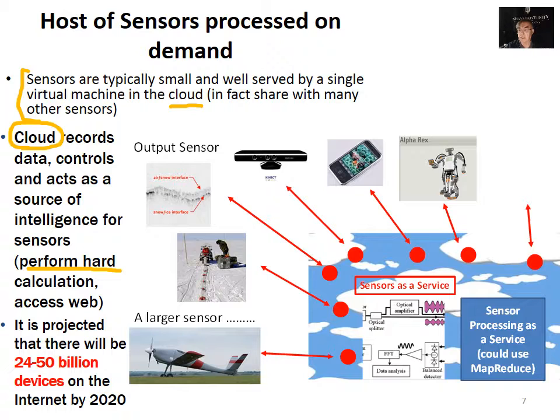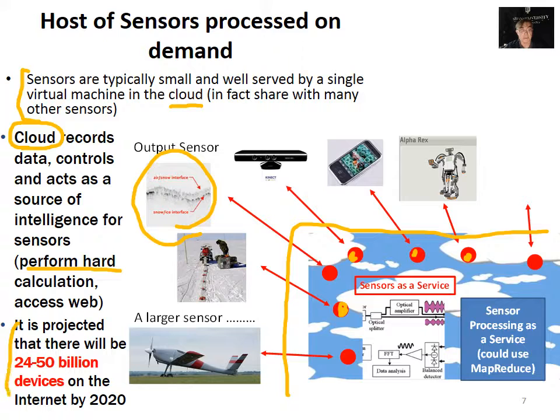So here the cloud operates what we call sensors as a service, where each sensor, here we have a Kinect, here a smartphone, here a Lego robot, is processed. Here's some data coming in from the North Pole on radar sensors, so seismic sensors. Actually you have output sensors here, which are the streamed results of the computation. Here it's a streamed result of a snow, ice, and air interface. And as I pointed out many times, there are meant to be somewhere between 24 and 50 billion devices in the Internet of Things by the year 2020.